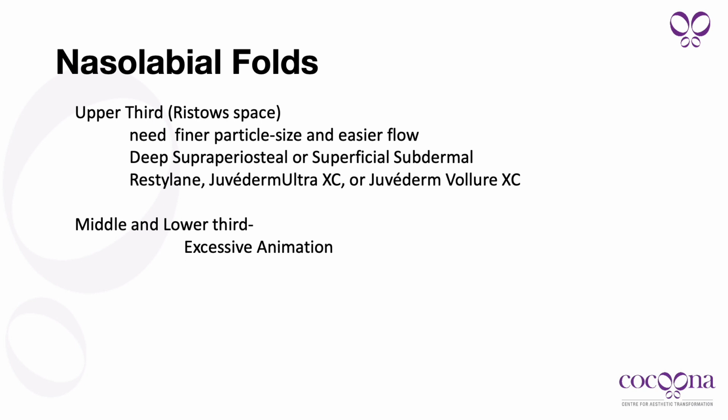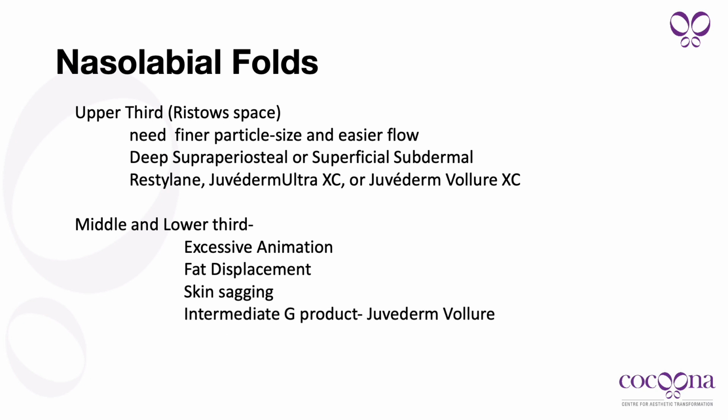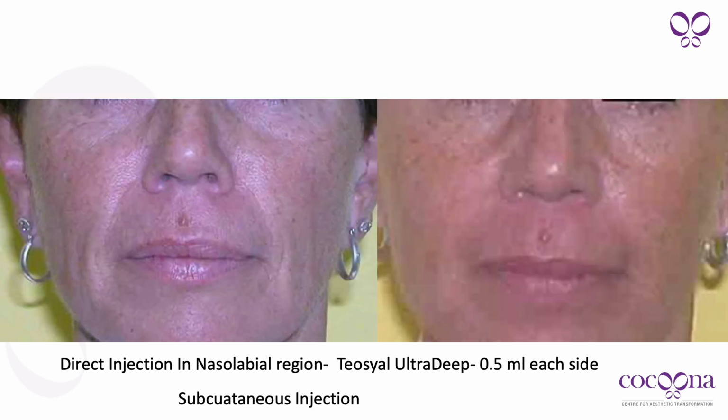The middle and the lower third, because it's a mobile area, and because of a combination of skin sagging and fat displacement, an intermediate G prime product is a good option here. For example, Juvederm Volift or Volure, injected in the subcutaneous plane. So for this patient, you will see a deep upper third of the nasolabial fold and a crease in the lower part. I've used Teosyal Ultra Deep here by placing it deep supraperiosteal in the upper part of the region, and very superficial in the lower part, in the subcutaneous region, and that's just 0.5 ml on each side.